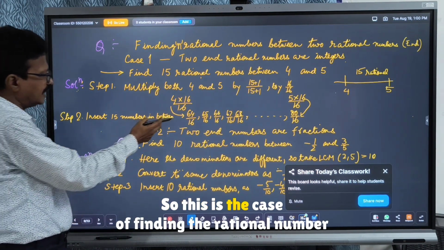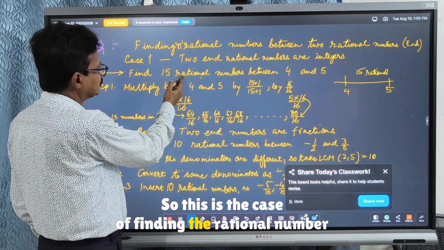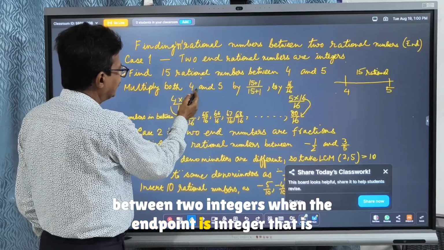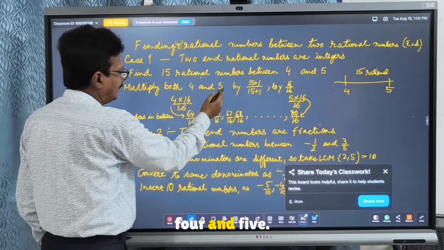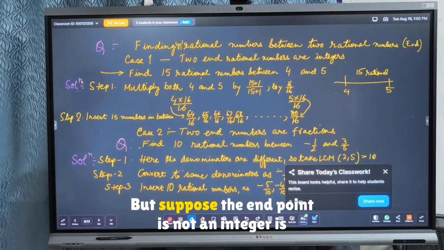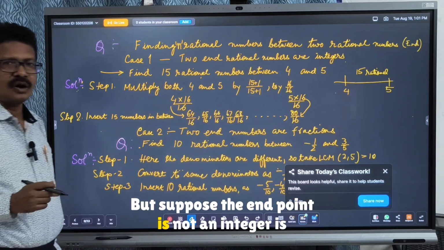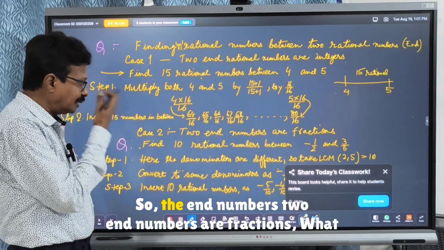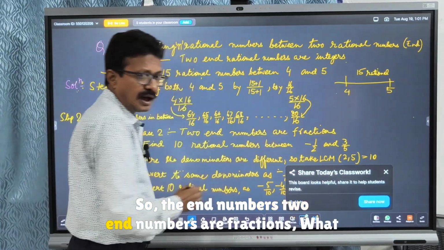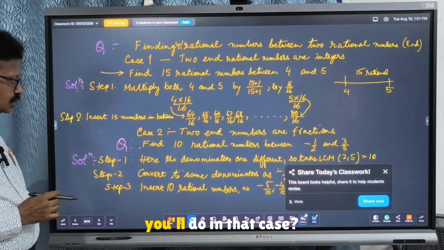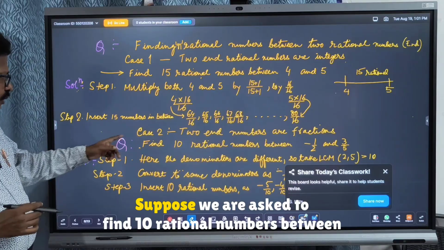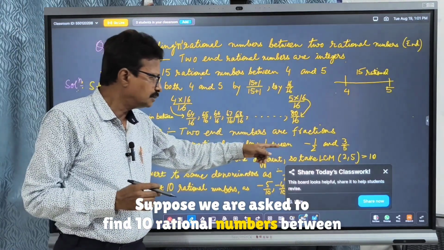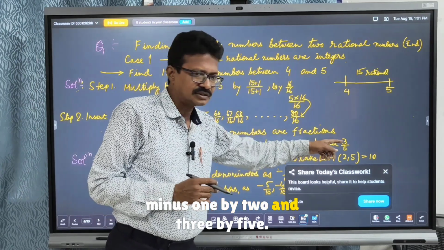So this is the case of finding the rational numbers between two integers when the end point is an integer, that is 4 and 5. But suppose the end point is not an integer, but a fraction. So the two end numbers are fractions. What will we do in that case? Suppose we are asked to find 10 rational numbers between minus 1 by 2 and 3 by 5.